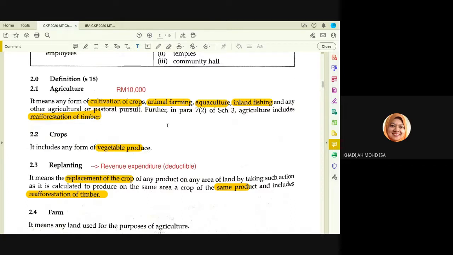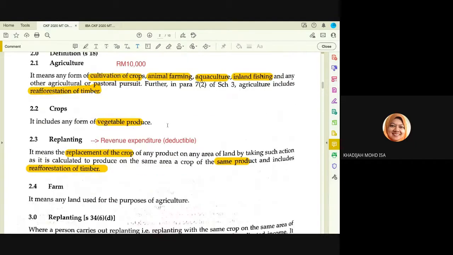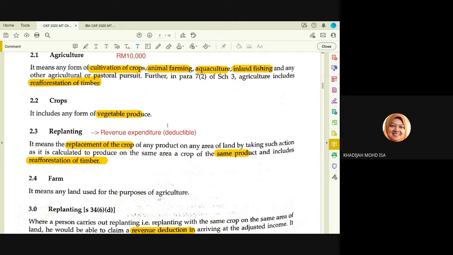So all these are what you mean by agriculture. It doesn't mean that it's only crops, but it also includes animal farming. It also includes fishing activities. For example, you have ikan patin, and I don't know what other kind of ikan. So aquaculture and inland fishing. Inland fishing is where you go and catch fish, and you pay for it. Crops include any form of vegetable produce. So that is what is called crops.